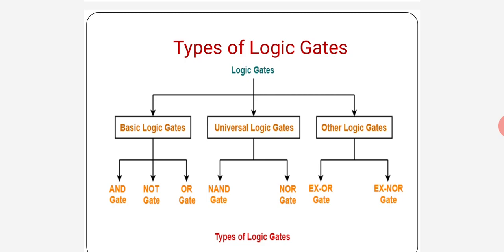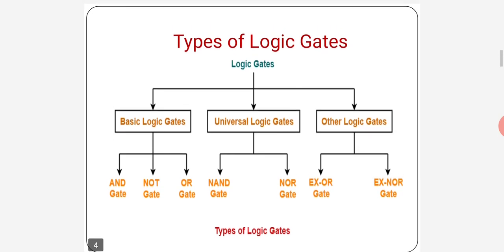Now the universal logic gate is derived from the standard logic gates. We have 2 of them here, the NAND gate and the NOR gate. Now the NAND gate simply means not AND. The N simply means not. So this NAND gate is a combination of the NOT gate and the AND gate, while the NOR gate is the combination of the NOT gate and the OR gate.